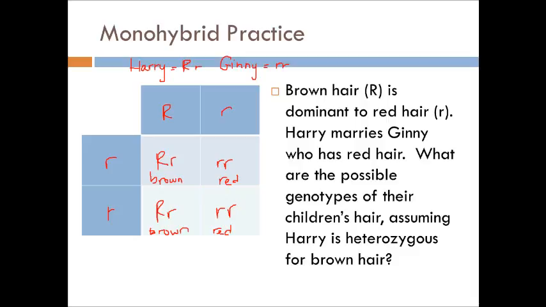So that means half of the boxes, 2 out of 4, are going to be big R, little r. So we say that 50% is going to be brown, and 50% will be red, because half of them are brown, half of them are red. So this would be a monohybrid cross because it deals with just one trait.